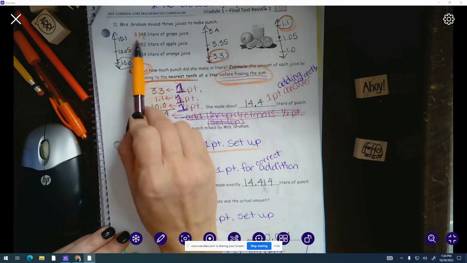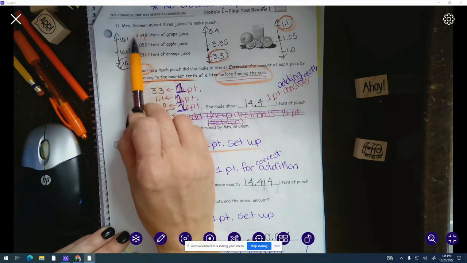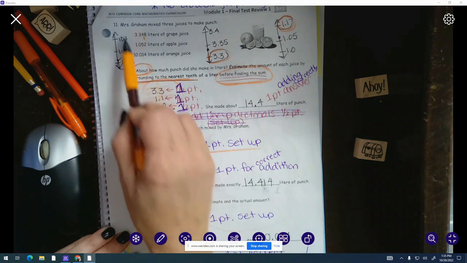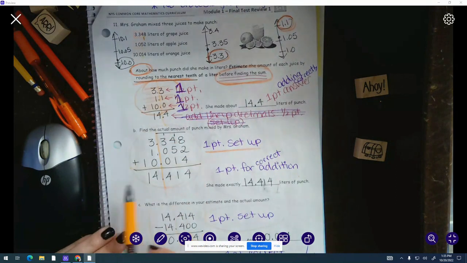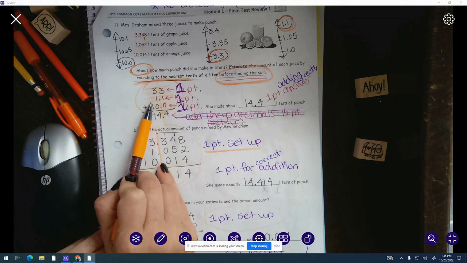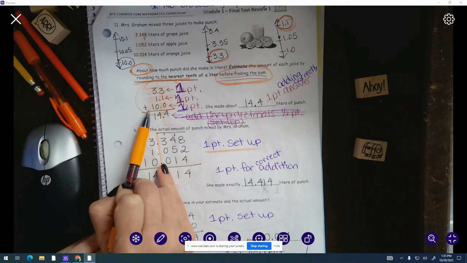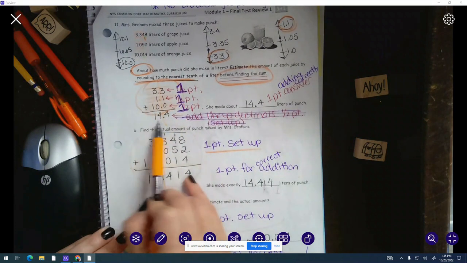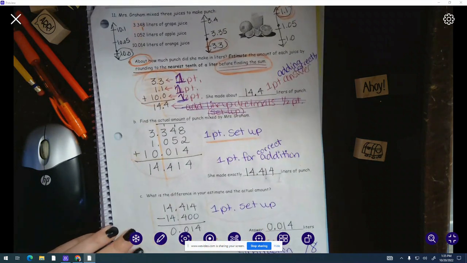If you made an error, then let's just review. Remember, it's to the nearest tenth. I identified my tenths place, and I know that it's the digit in the hundredths place that's going to tell me if I round up or if I stay the same. So you get 1 point for rounding this one correctly, 1 point for rounding this one correctly, 1 point for rounding this one correctly, 1 point for being able to add them up properly.